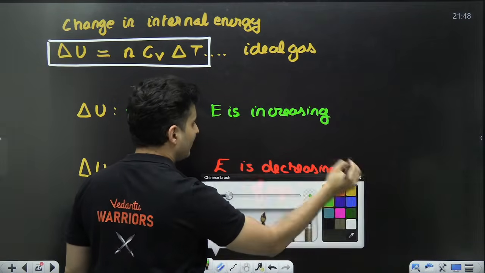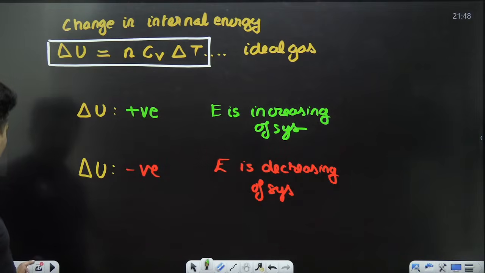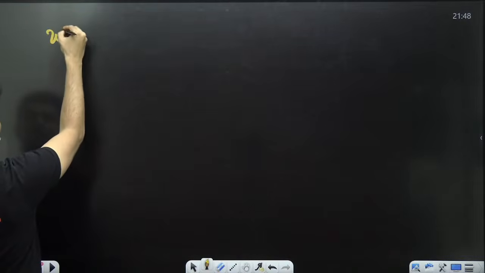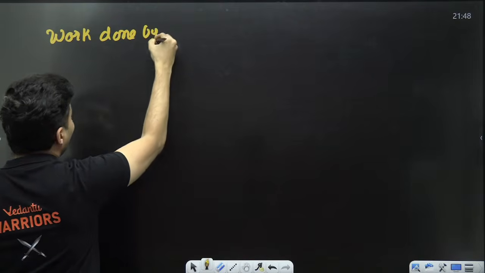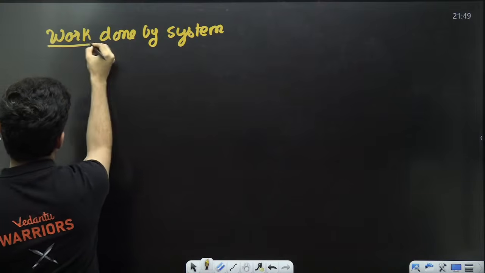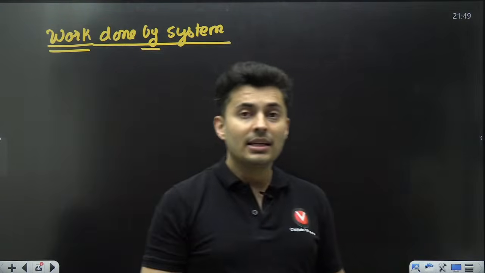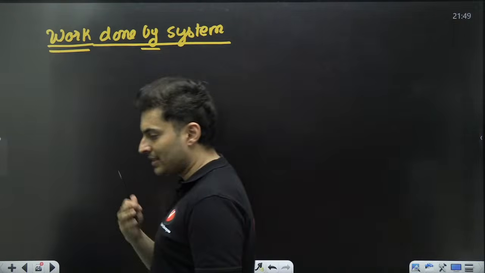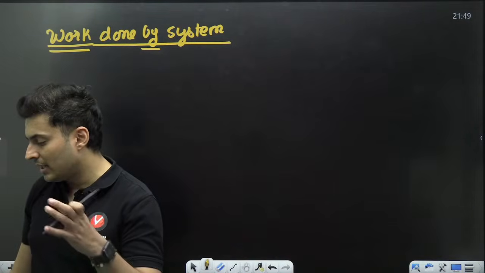Everything is by the system or of the system in physics. Keep that in mind. Lastly, you have work done by the system. Remember, in physics you always use the word by. In chemistry, the same topic will be taught as on the system. It's exactly opposite.